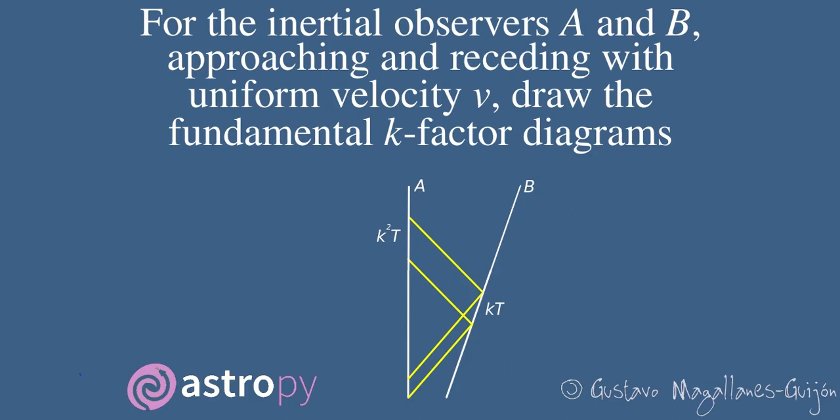In this video, we are going to solve for the inertial observers A and B approaching and receding with uniform velocity v. We are going to draw the fundamental k-factor diagrams. We are going to consider two observers at rest, the observer A and the observer B, and an event occurs in the world line of the observer A, and this travels at the velocity of light to the world line of the observer B.